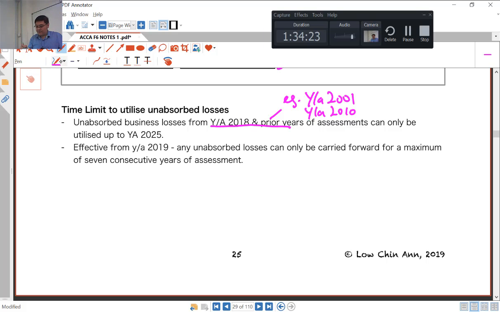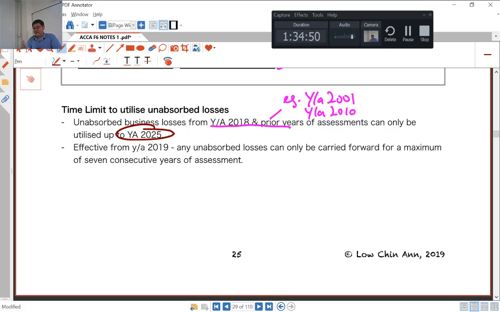They allow you to carry forward up to 2025. Okay? Now, why 2025? 7 years. So 19, 20, 21, 22, 23, 24, 25. Can you see or not? 7 years. Now, of course, it won't be 7 years if the loss is not 2018. If the loss is 2001, you know it's so long, right? But it's okay. Now, that is the first cutoff point.